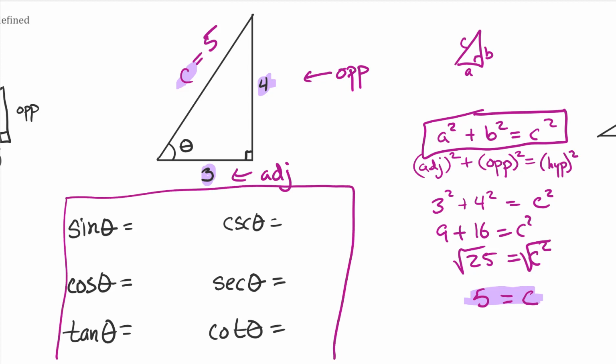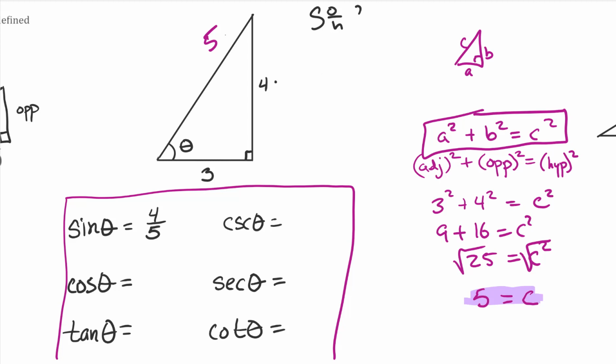Okay, so now let's go to our triangle here. We take all this stuff out of the way and look at our triangle. Sine. Remember SohCahToa: opposite over the hypotenuse. We look for the angle. The opposite is 4, the hypotenuse is 5. So our answer is 4 over 5.